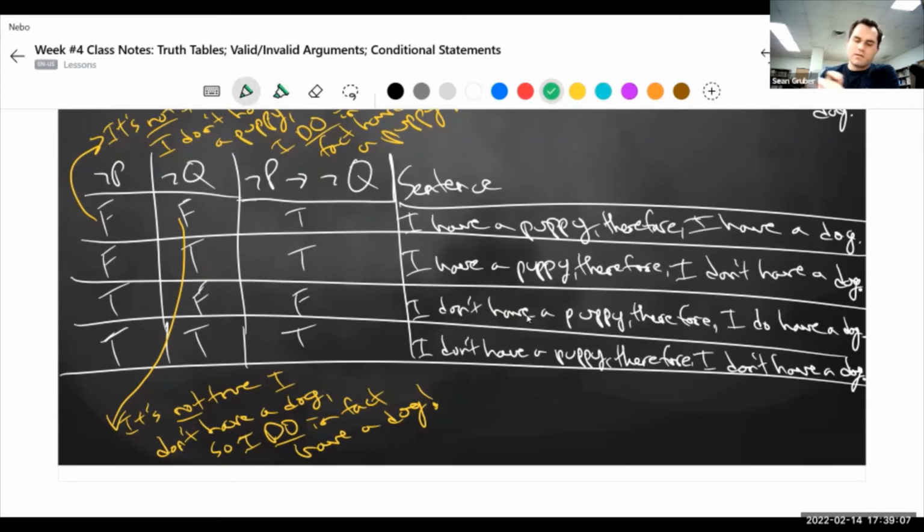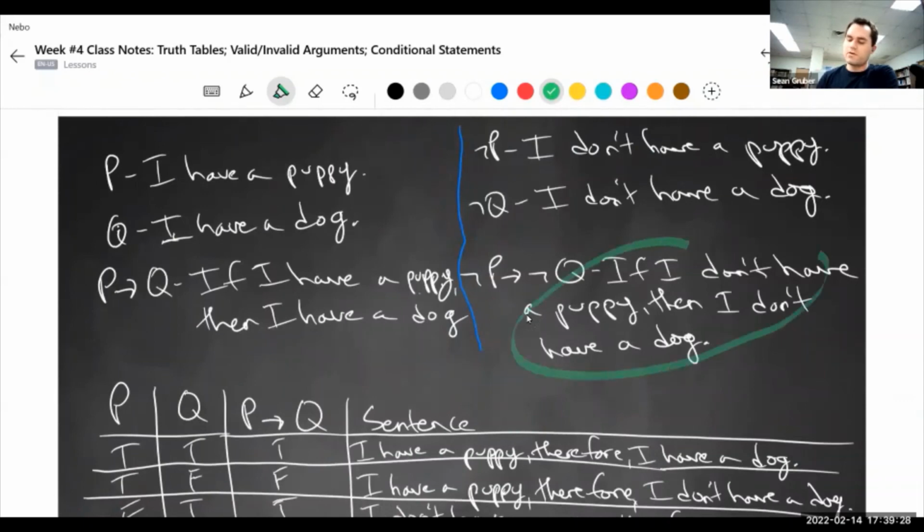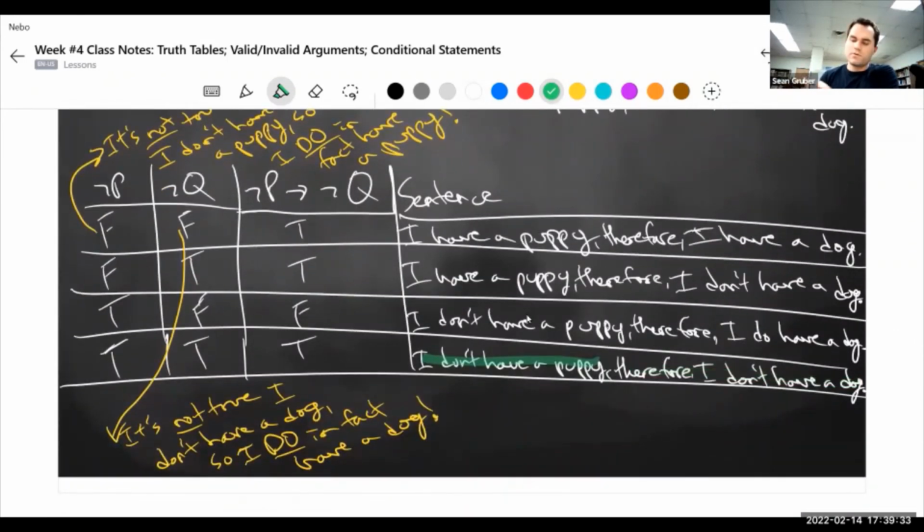We said true for not P. So it is true that I don't have a puppy, right? I don't have a puppy. It is true that I don't have a dog, right? Therefore, I don't have a dog. Let's check this out against our new promise. I don't have a puppy, therefore I don't have a dog. Does that follow what we have up here? If I don't have a puppy, then I don't have a dog. Well, that one's really straightforward. That's exactly what it says, right? So therefore, this gets a truth value of true.